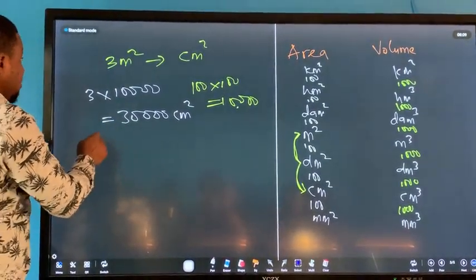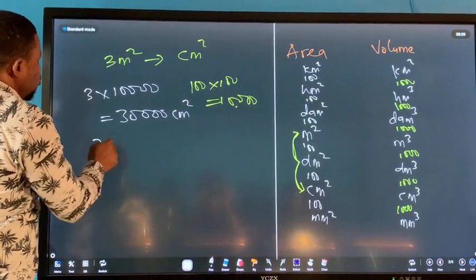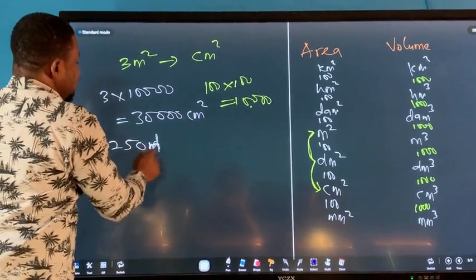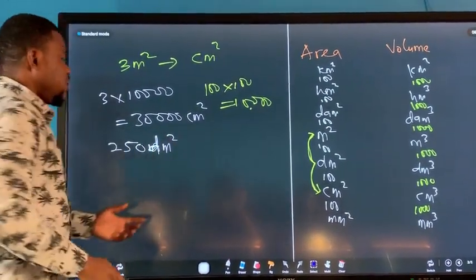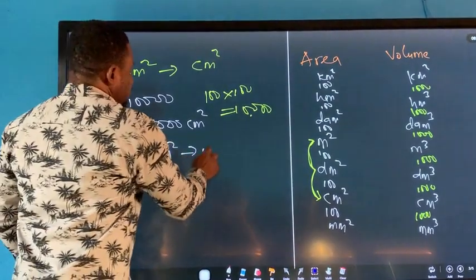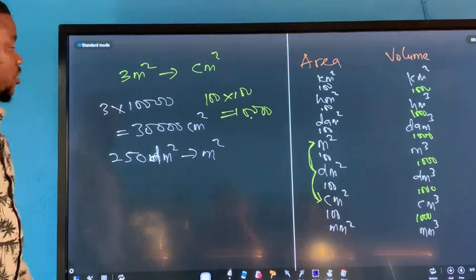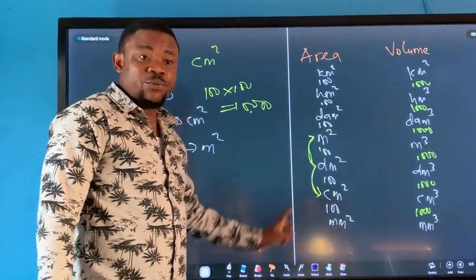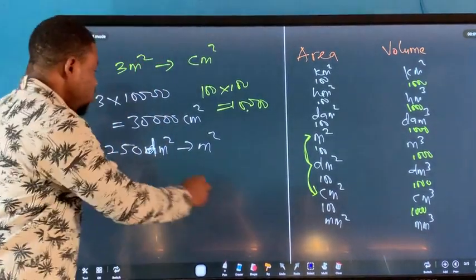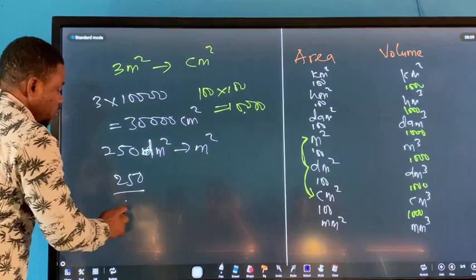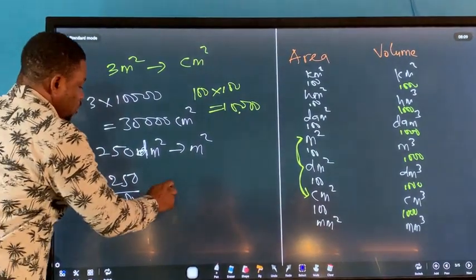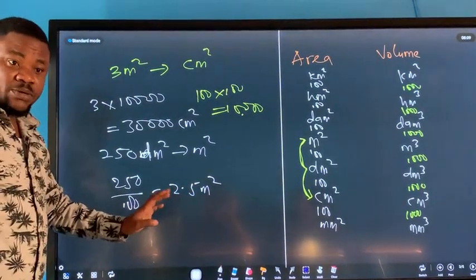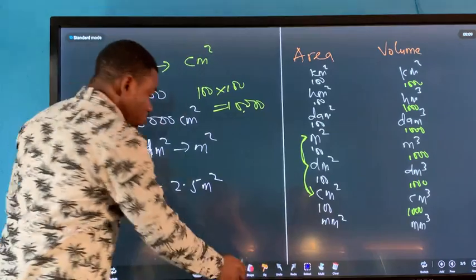what if I was converting 250 decimeter squared to meters squared? Decimeter squared to meter squared. Passing just 100. But I'm going up. So what do I do? I'll divide by the 100. That gives me 2.5 meters squared. You don't raise it. The only difference now is the conversion factor.